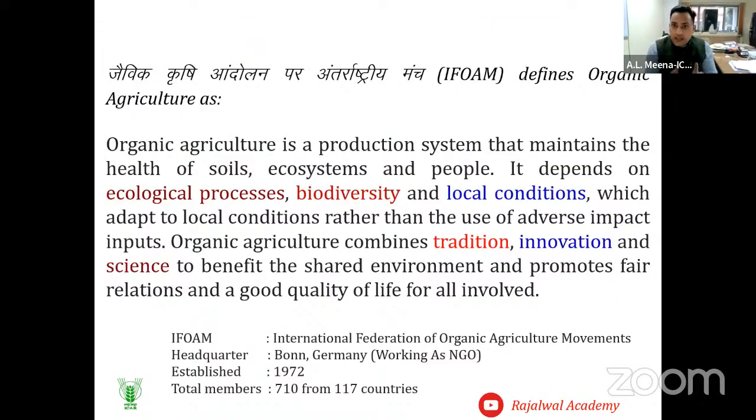According to IFOAM, the International Federation of Organic Agriculture Movements, organic agriculture is a production system that maintains the health of soil, ecosystem, and people. It depends on ecological processes, biodiversity, and local conditions rather than the use of inputs with adverse impact. Organic agriculture combines tradition, innovation, and science to benefit the shared environment and promotes fair relationships and a good quality of life for all involved. This is the standard definition given by IFOAM for organic farming.